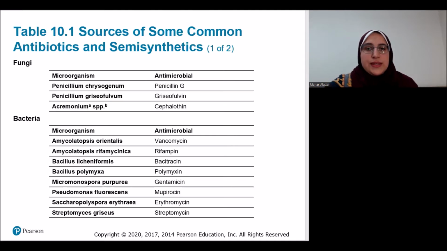So in your book, you have this table that talks about some of the antibiotics that come from fungi and from bacteria, and we will talk about a number of these in our discussion today. Just a quick note on formatting. As you know, scientific names should always be italicized in a proper format. In this case, PowerPoint did change that formatting, so I wanted to make sure to note that.